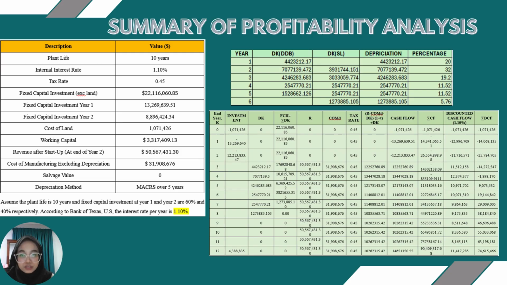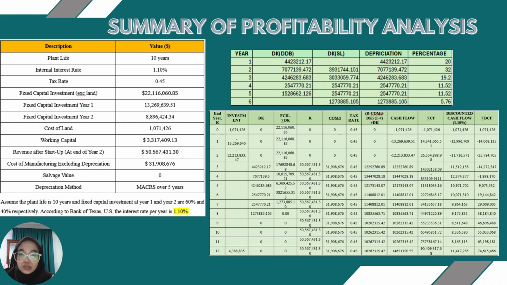For the profitability, we will begin with an overview of the basic financial parameters. Our project has a lifespan of 10 years with an interest rate of 1.10% according to the country bank of Texas, and the taxation rate is 45%. From the calculation of the FCI, we estimate around 60% of the FCI for the first year, and the remaining is for the second year. The salvage value was estimated to be zero, and the depreciation method is MACRS over 5 years.